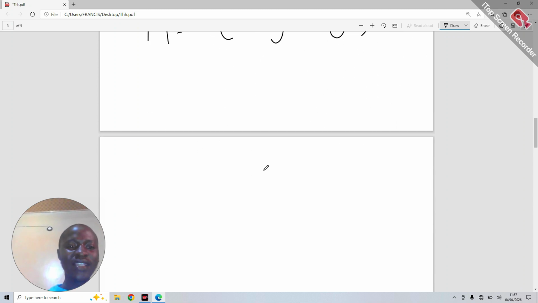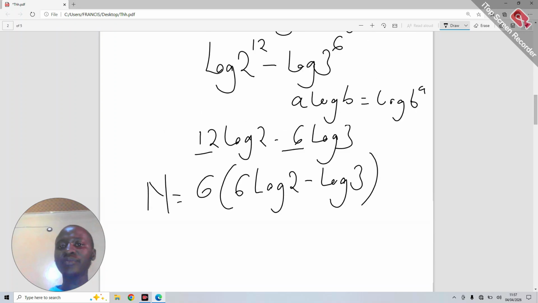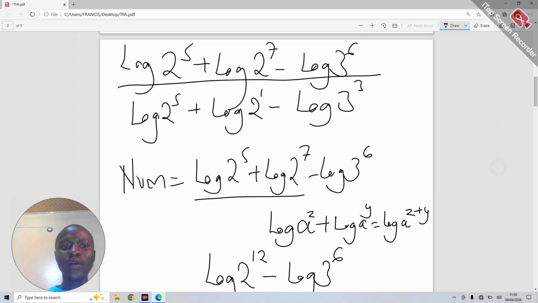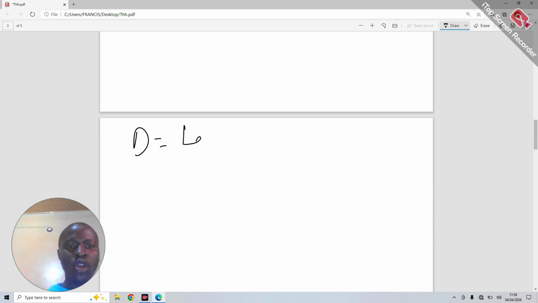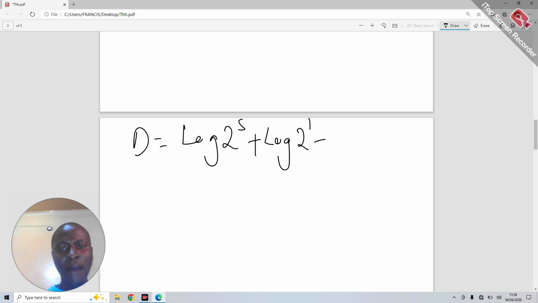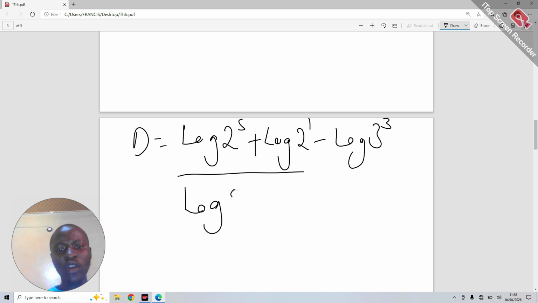So let's now consider our denominator. Denominator was log 2 power 5 plus log 2 power 1 minus log 3 power 3. We have this, we have that. So that one is the same as having log 2, then 5 plus 1, we have 6, minus log 3 power 3.